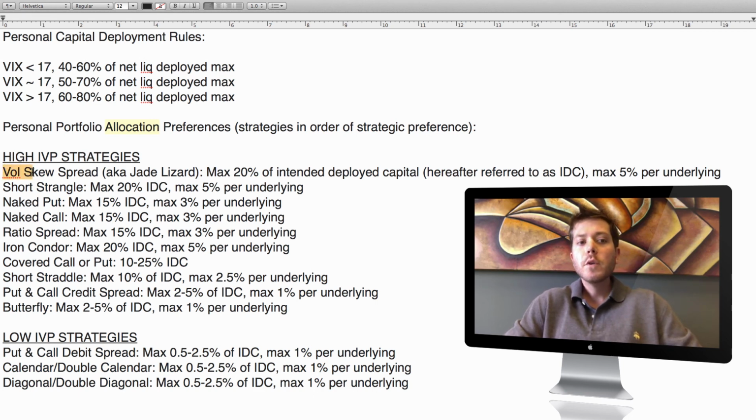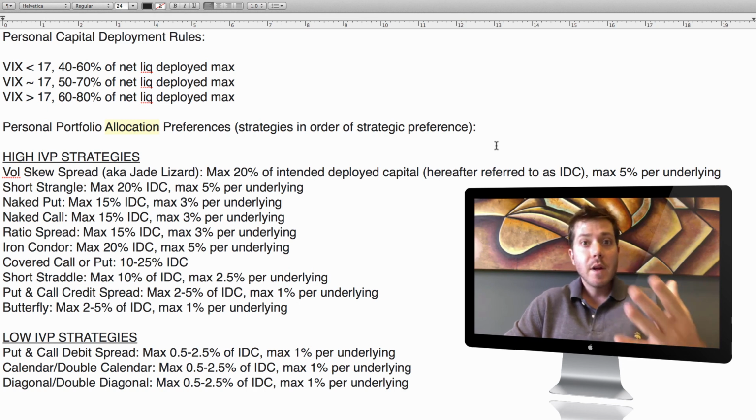But there are a few opportunities out there in some of these high IVP strategies. So when I see them, I try to take advantage of them, but they're few and far between currently. In the future, that will change, and this is how I would go about doing things. So hope you enjoy that. Hope that shines some light on any questions that you might have had from a capital deployment, personal allocation perspective.